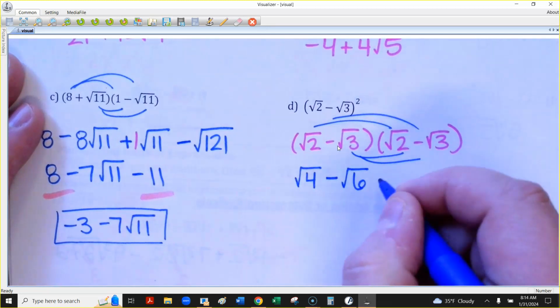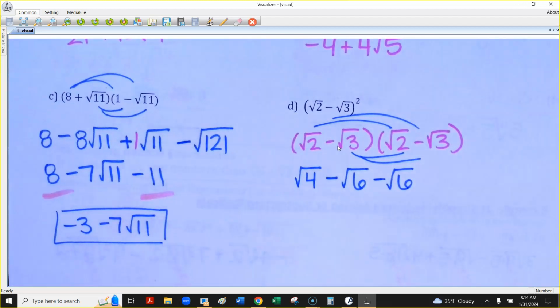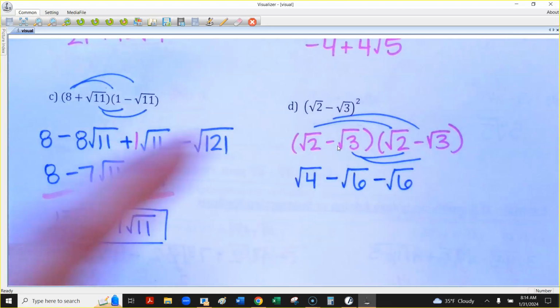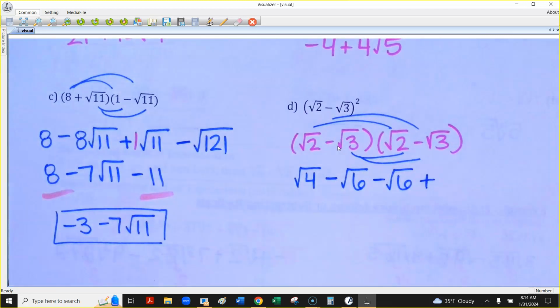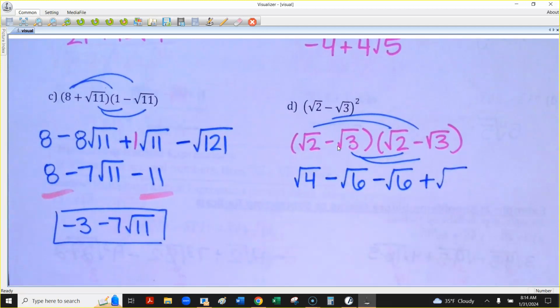So I get another negative square root of 6. Those do not cancel out. They're both like a little negative 1 in front. And then on the end, negative root 3 times negative root 3 is going to be positive because I've got a negative times a negative. And when I'm multiplying a radical by itself, we should get a perfect square. So that's going to cancel out.